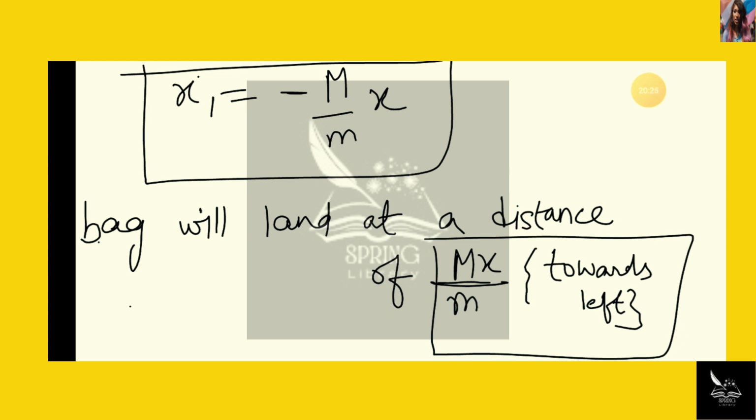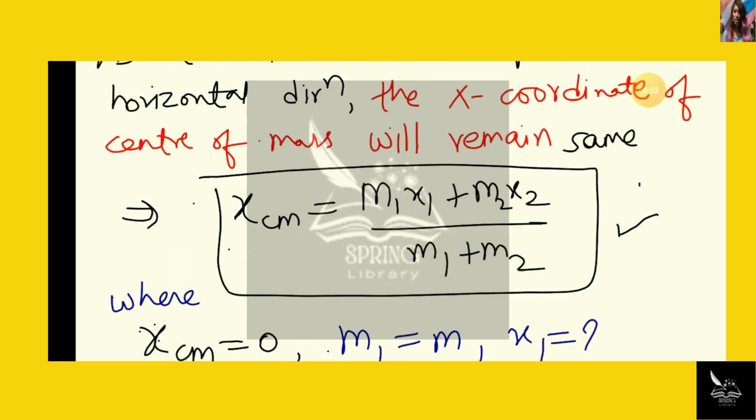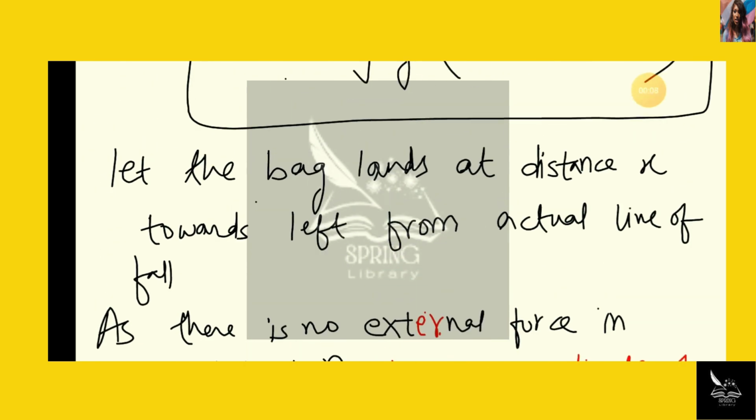Sorry, in this line I forgot to write, let the bag land at a distance x1, because we have to find this x1 distance. So here I made a small mistake, so you include this point also in the solution. The correct line is: let the bag land at the distance x1 towards left from the actual line of fall.